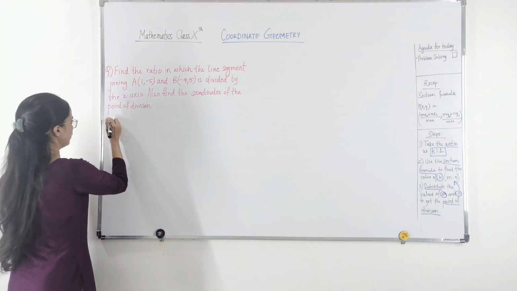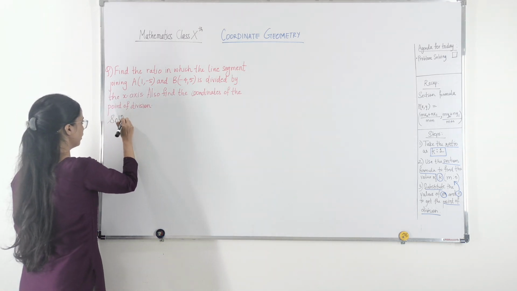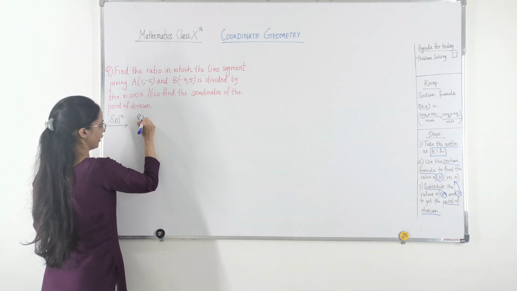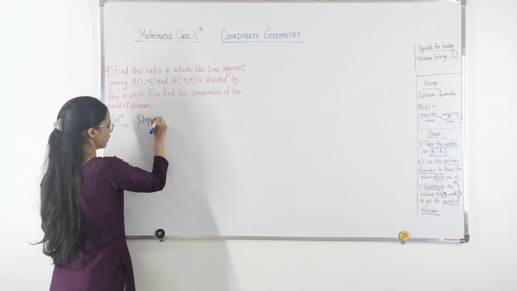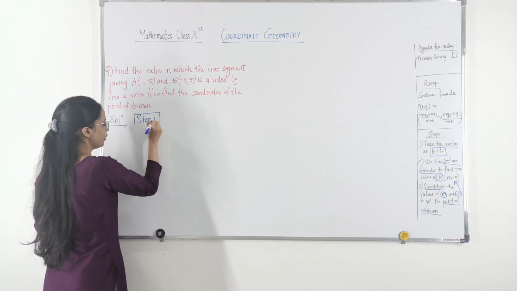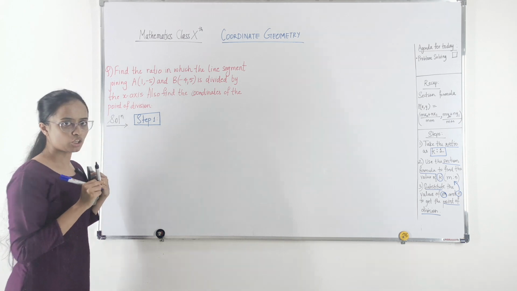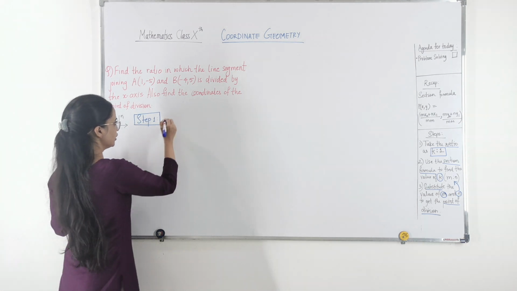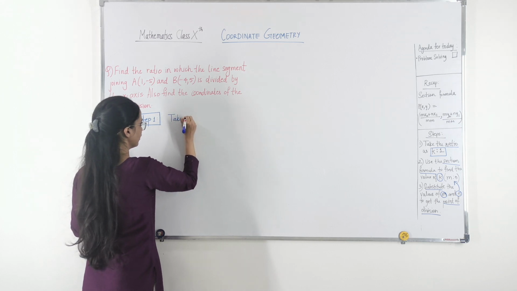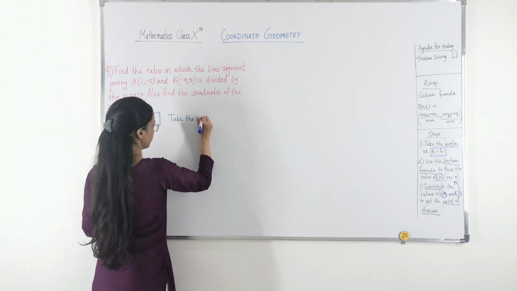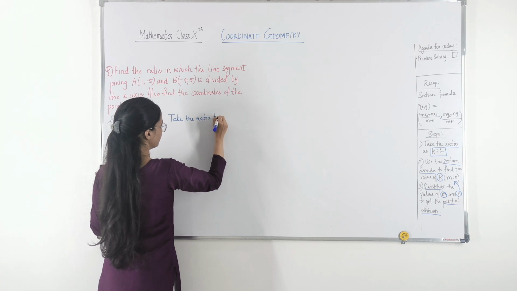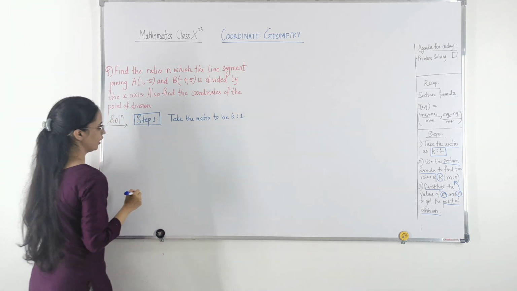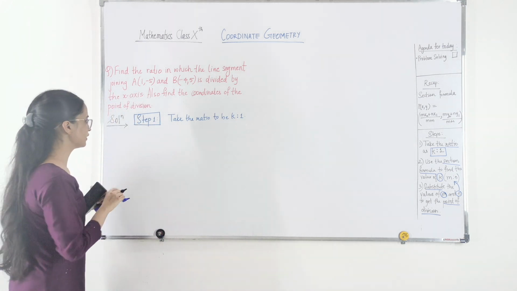So the solution according to step number 1. Now again these steps are written for your understanding so that you would be able to recollect the process. You're not supposed to mention these steps in the exam. This is for your understanding purpose. So take the ratio to be k is to 1. Now your actual solution starts.